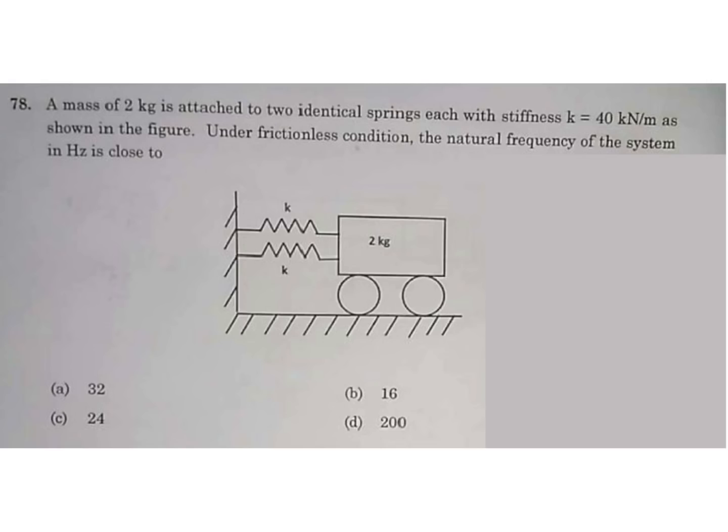A mass of 2 kg is attached to two identical springs, each with stiffness K equal to 40 kN per meter as shown in the figure. Under frictionless condition, the natural frequency of the system in Hertz is close to. In Hertz, you have to answer. This is a parallel connection. So K equivalent equals K plus K, you will get 2K. In Hertz you have to calculate, so it's omega n by 2 pi.